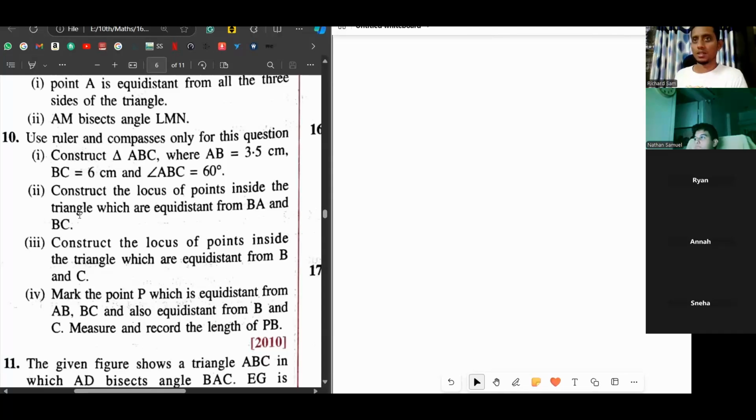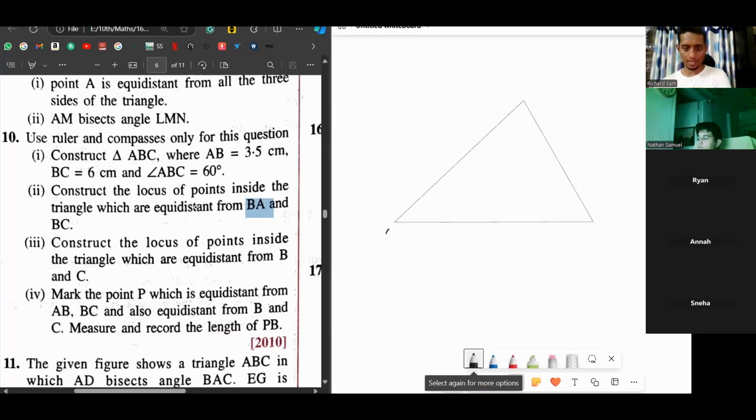What is this? BA is a line. So if you draw a triangle, say this is your triangle ABC. What are they asking? Locus of a point which is equidistant from BA and BC. What is BA? It's a line. And BC? A line. So which will be the locus of a point equidistant from BA and BC? Angle bisector. Something like this. You understand? From here you'll make an arc, you'll put a cut here, you'll put a cut here, and then you'll get the angle bisector. So this is the locus of a point equidistant from AB and BC.